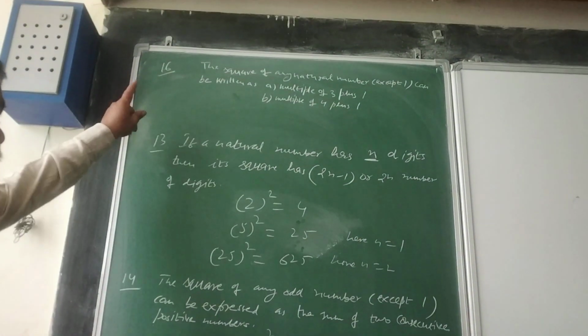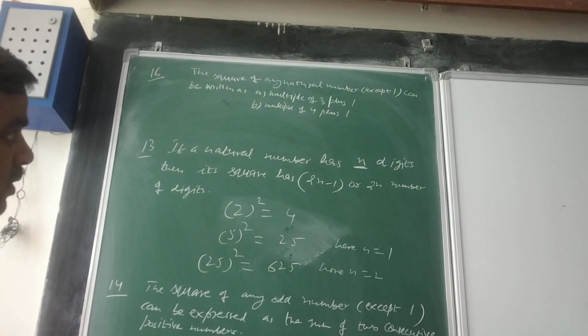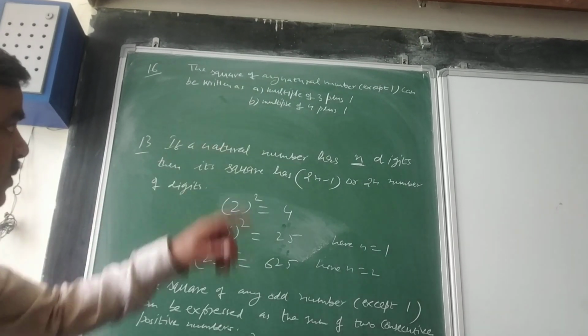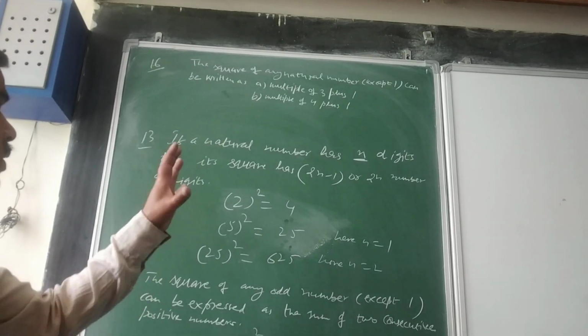Then property number 16: the square of any natural number except 1 can be written as either a multiple of 3 plus 1, or, as the second condition, a multiple of 4 plus 1. There are two possibilities.